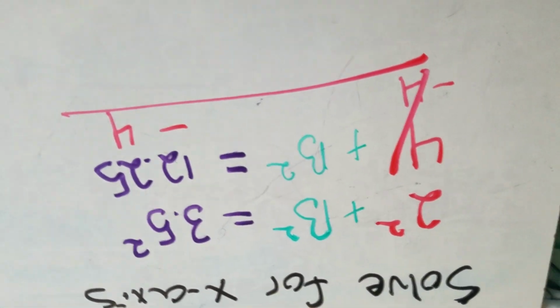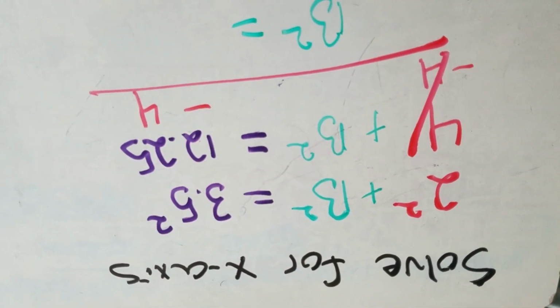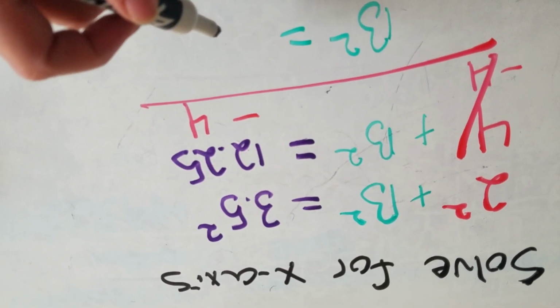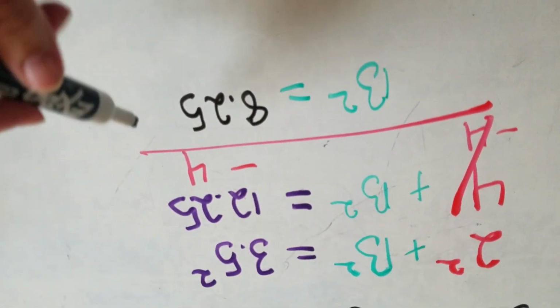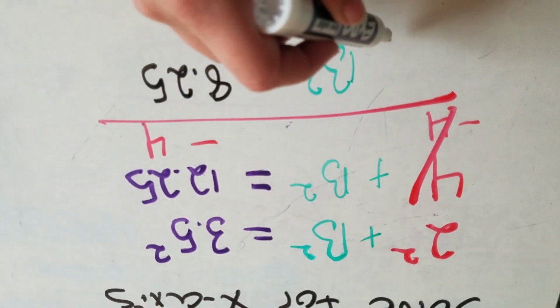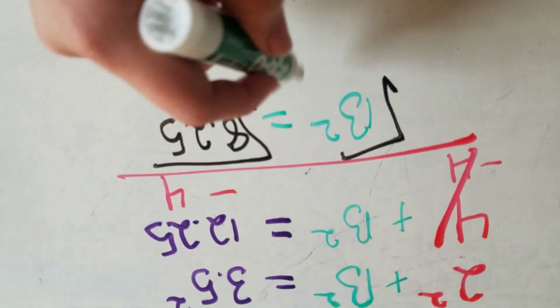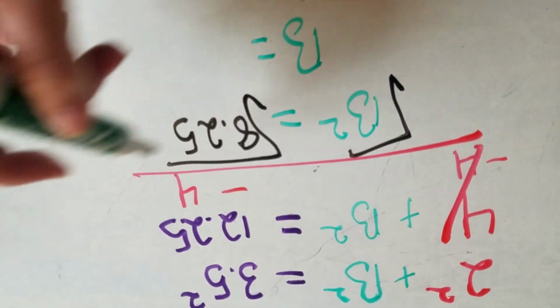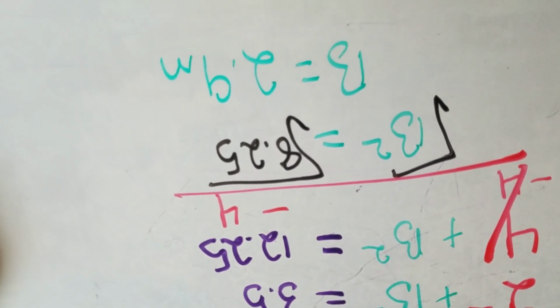All right. It's going to be b squared equals 12.25 minus 4, which is going to be 8.25. However, this is still squared. So we do need to square root these, which is going to mean b is equal to 2.9 meters.